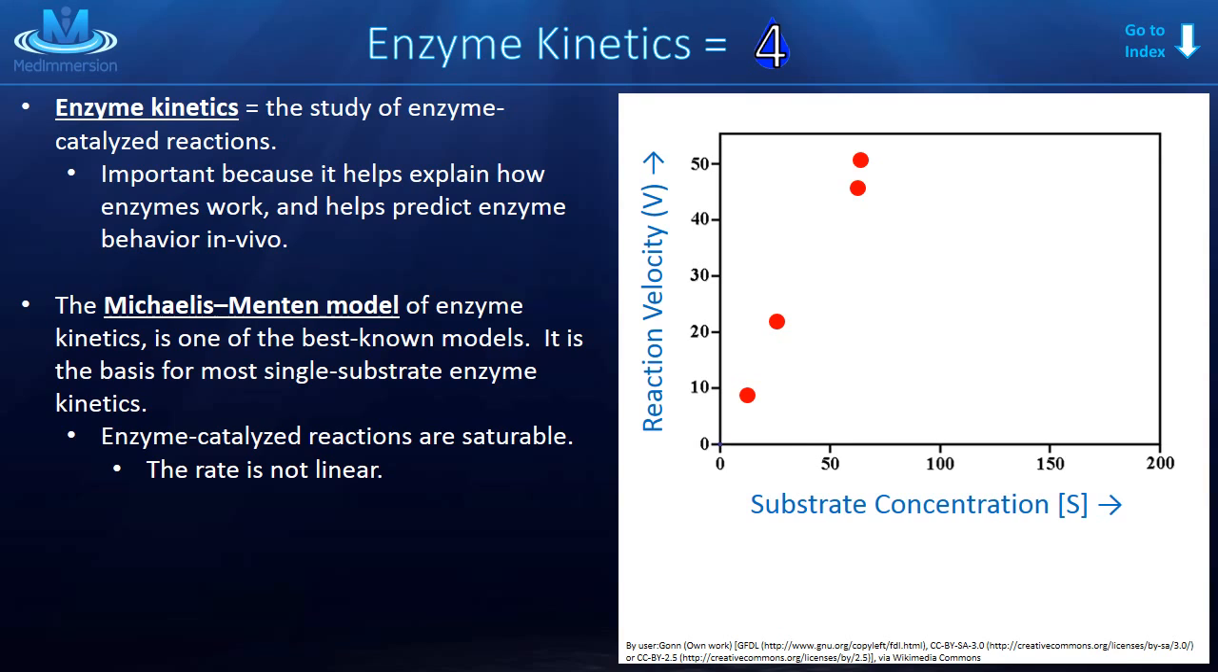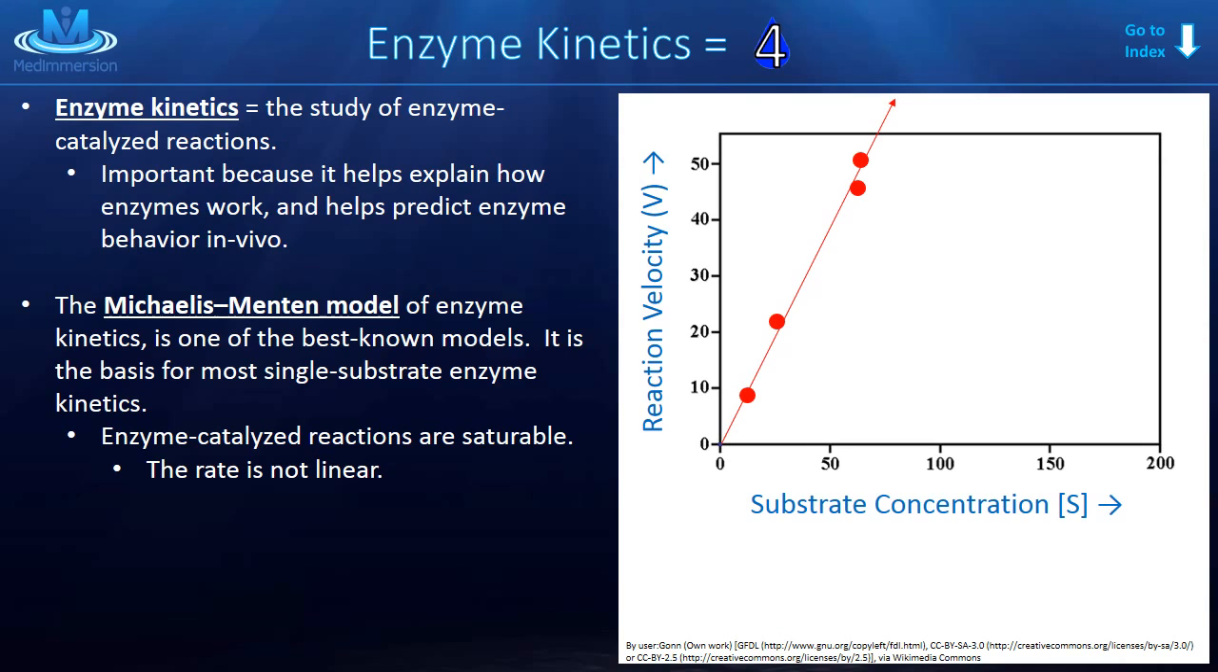So here is 4 separate reactions. Each one of these reactions would have had a different substrate concentration in the test tube. You can see that in this false example, there would be a linear relationship between increasing substrate concentration and how fast the reaction occurs, or the reaction velocity. This is not the case.